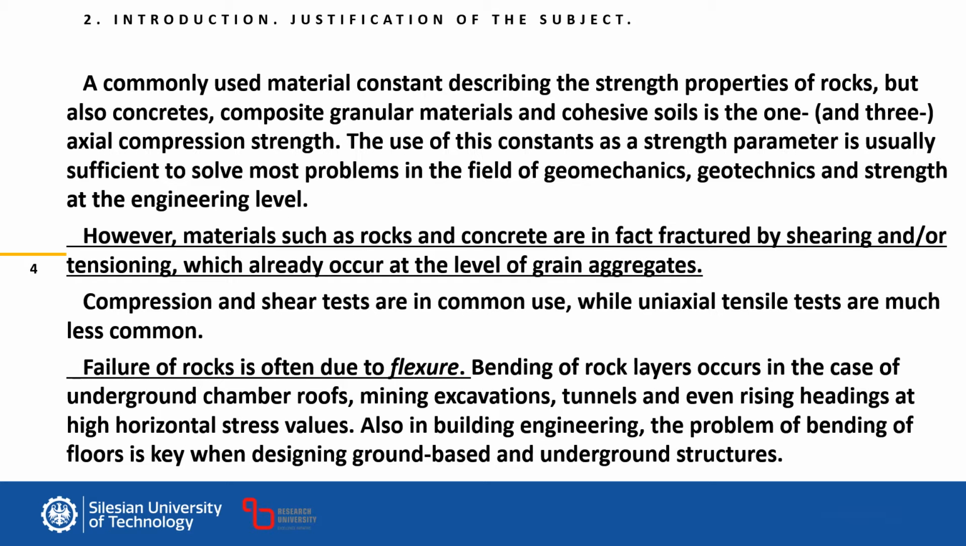Introduction, justification of the subject. A commonly used material constant describing the strength properties of rocks, but also concretes, composite granular materials and cohesive soils, is the sigma 1 and sigma 3 axial compression strength. The use of these constants as a strength parameter is usually sufficient to solve most problems in the field of geomechanics, geotechnics, and strength at the engineering level.